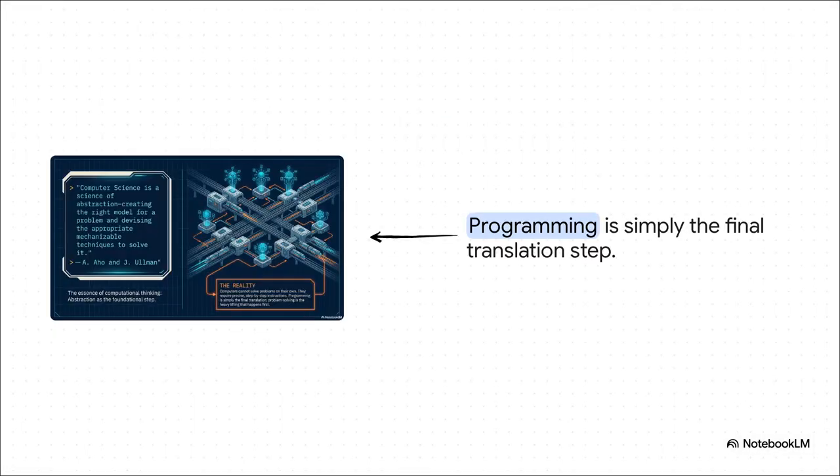Think about a massive intersecting railway grid. Computers can't just magically solve those routing problems on their own. I mean, yes, they are incredibly fast, but they're also perfectly literal. They need incredibly precise, step-by-step instructions. Writing code, or programming, is really just the final translation step. The actual heavy lifting, the real problem solving, happens in the human mind long before a single line of code is ever typed out.